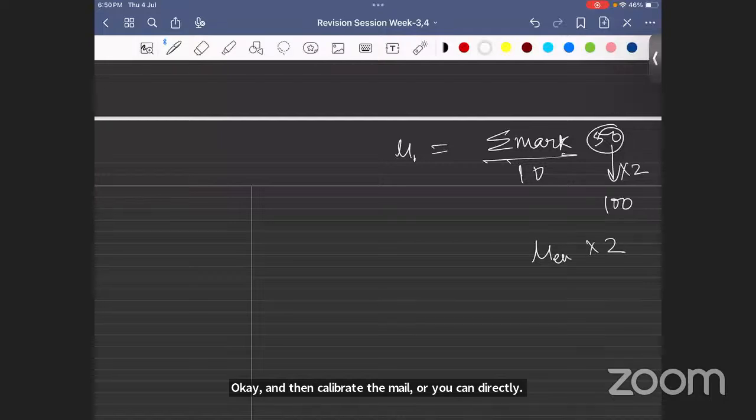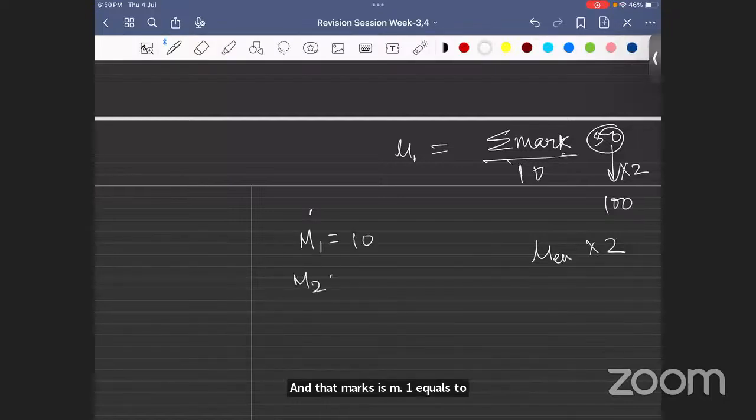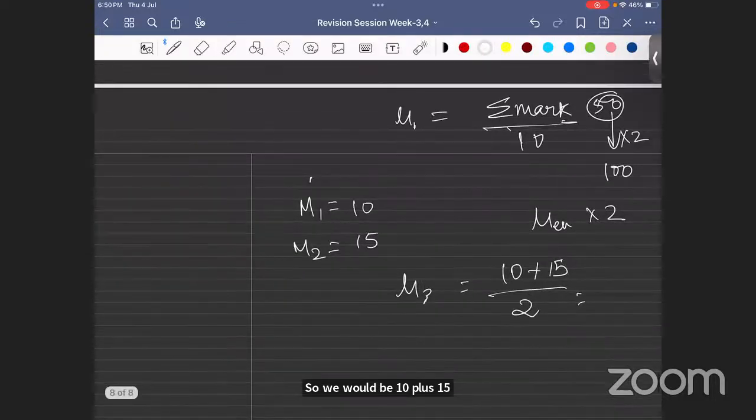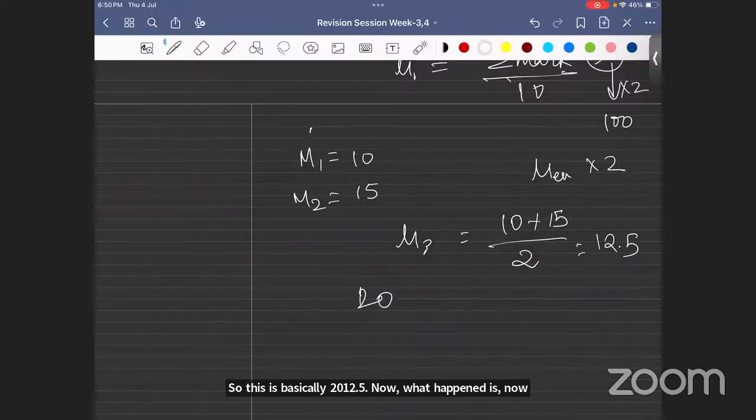I'll give you one example. Let's say there are only 2 people, and the marks are m1 equals 10 and m2 equals 15 marks. So the mean would be 10 plus 15 by 2, which is 12.5. Now you are multiplying each of the marks by 2. So 20 and then 30.